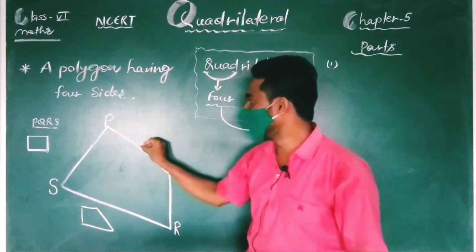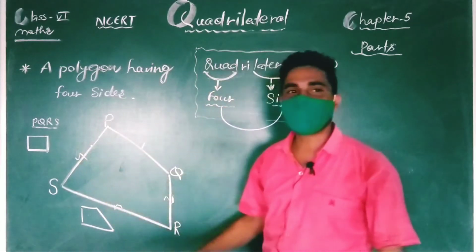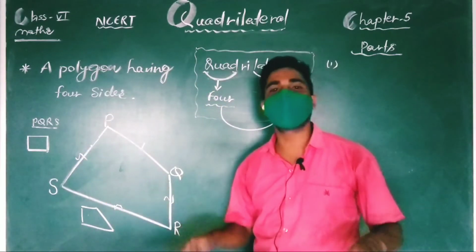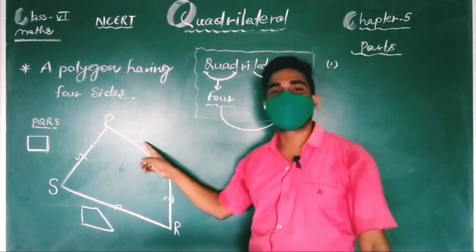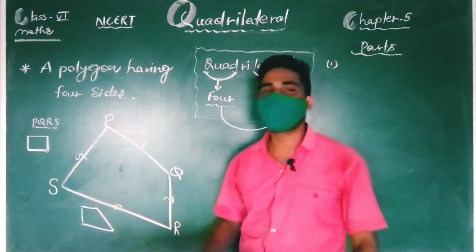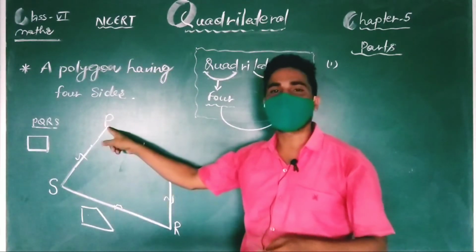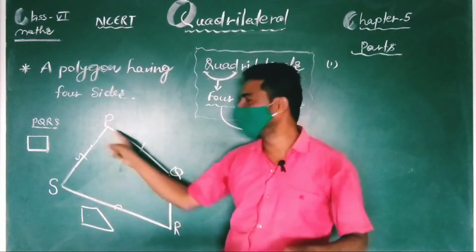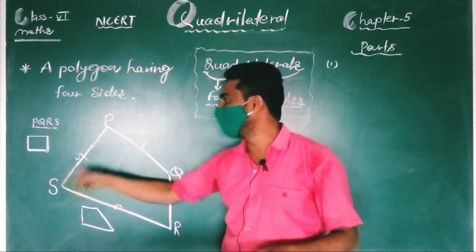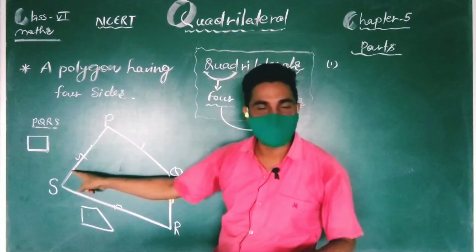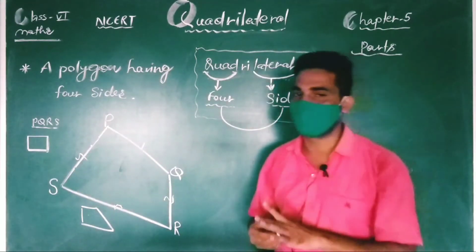You can see this is 1, this is 2, this is 3, this is 4. Sir, why did you start counting from here? It is not written anywhere, it is not a rule. You can start from here also, but in alphabetical order P comes first, then Q, then R, then S. So I have taken PQ as the first side. If I write A, B, C, D, then AB will be the first side. It doesn't matter how you count, there will be 4 sides altogether.